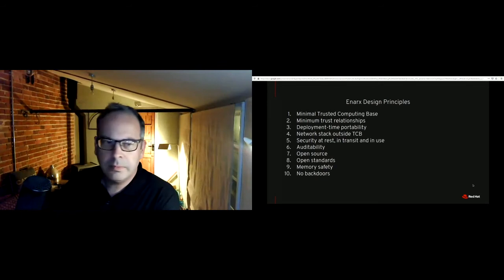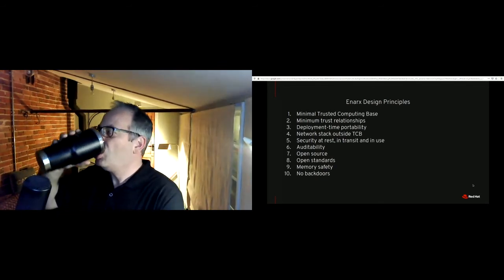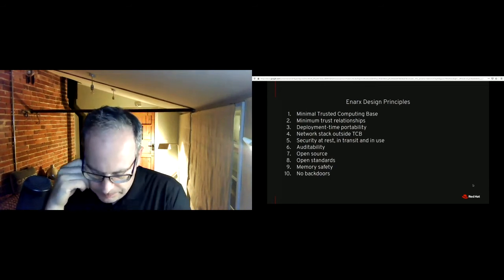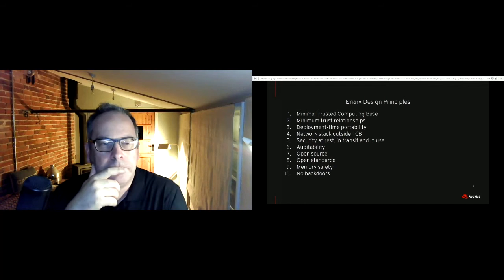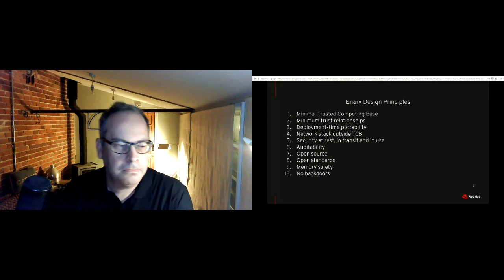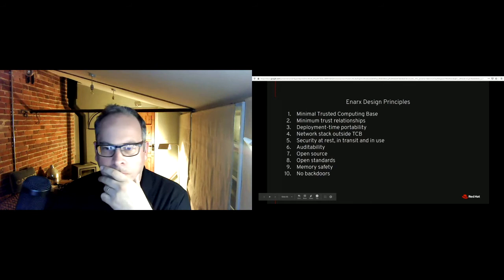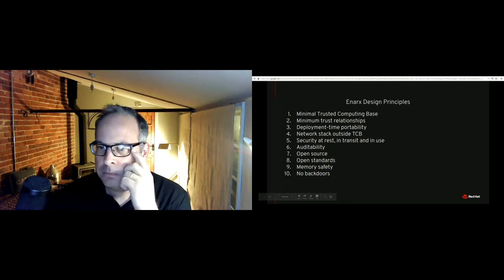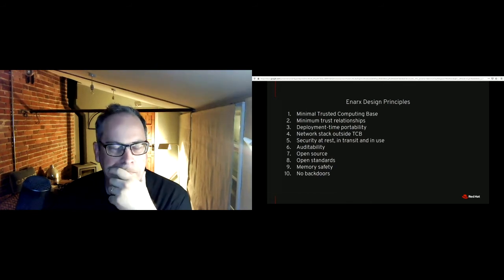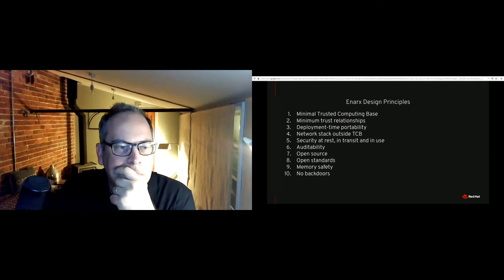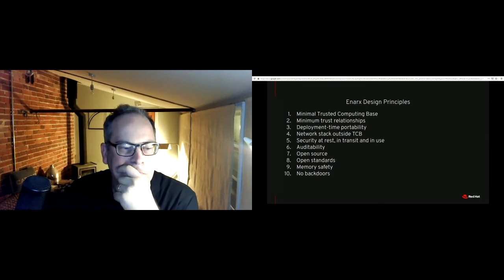Sure. So as Mike mentioned at the beginning of the talk, we have some very strong design principles, and these are essentially our 10 commitments. So number one is that we want to have a minimal trusted computing base. That is the amount of code that is required inside of the keep in order to make your application run should be as small as possible. This protects you as the tenant from compromises, and it also allows you to have greater density for your deployments. Number two is that we want to have a minimum number of trust relationships.